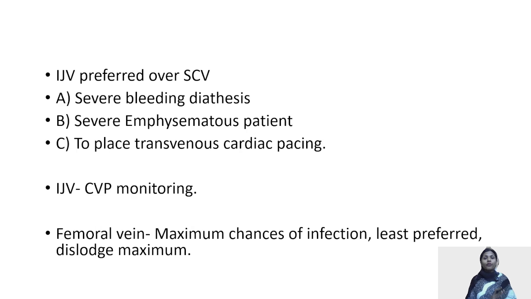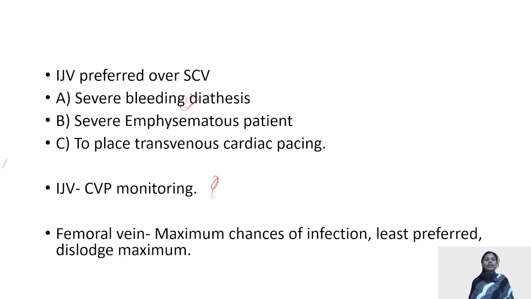The internal jugular vein is preferred over subclavian in certain situations, which you all have to remember. First, if there is bleeding diathesis, because every vein has an artery associated. It is very, very difficult to compress the subclavian artery because it is quite deep, and we don't know the anatomical landmark exactly. If by chance we have punctured it, we cannot stop it because where would we pressurize? It is quite deep seated.